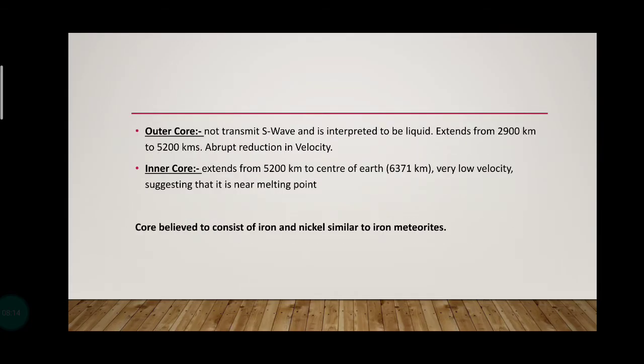Now the inner core extends from 5200 km to the center of the Earth, which is 6371 km, with very low velocity suggesting that it is near its melting point. The inner core is a solid, and it consists of nickel and iron. The core is believed to consist of iron and nickel similar to iron meteorites, so it also gives us an idea about the origin of Earth.